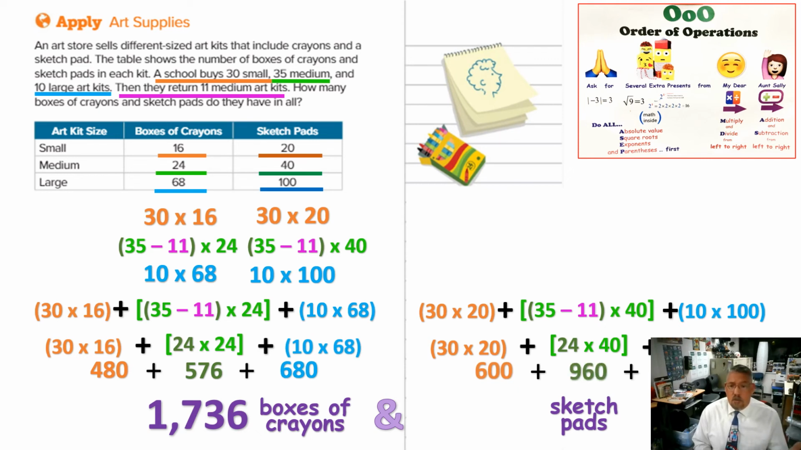24 times 40 is 960. 100 with an extra 0 behind it, even though you won't be able to see it, is 1,000. And then when I add all those together, I get 2,560 sketch pads. So we have two parts we had to answer and multiple steps to do it.